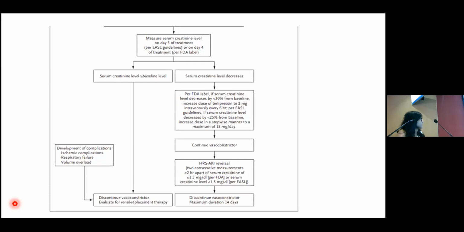According to the FDA, if the creatinine level decreased by less than 30% from baseline, then you can increase the terlipressin dose to 2 milligrams intravenously every 6 hours. The maximum duration you can give a vasoconstrictor is 14 days, and the maximum terlipressin dose is 12 milligrams per day. To say there's an HRS AKI reversal, you should have 2 creatinine values 2 hours apart, and it should be less than 1.5 milligrams per deciliter.